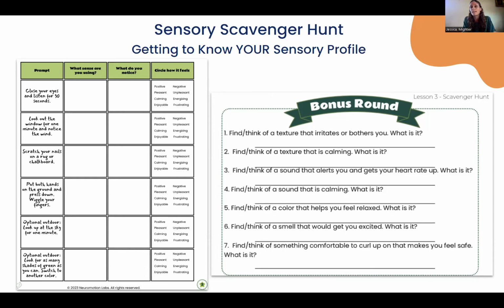And then the bonus round activities are a little more directive, like find a texture that irritates you and bothers you. What is it? Think of a texture that's calming. What is it? So these things are laid out in a way that will probably be very helpful in understanding, I don't like wearing this. I do like wearing this. I don't like these sorts of sounds, but I do like these sorts of sounds, right?